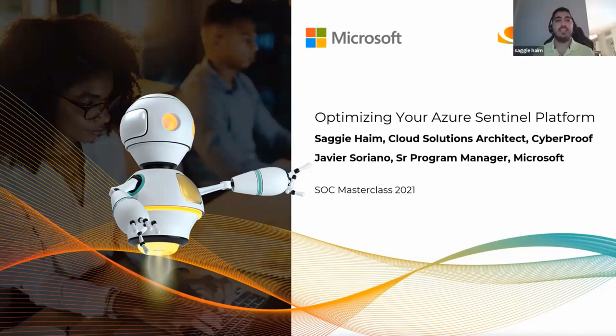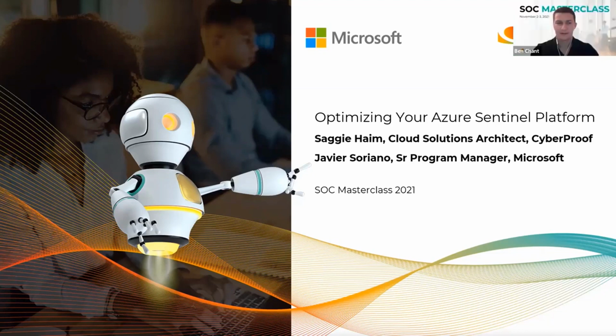Yeah, so as you said, hi everyone, my name is Saggie. I'm leading the Cloud Security Architect teams in CyberProof, responsible for onboarding our customers to CyberProof services, and I'm also a Microsoft Azure MVP. Thanks, Saggie. Over to you, Javier. Yes, so my name is Javier Soriano. I'm a Senior Program Manager in Microsoft, working within the Azure Sentinel customer engineering team. So basically working with customers all over the world, deploying their Azure Sentinel environments and getting the most out of the product.